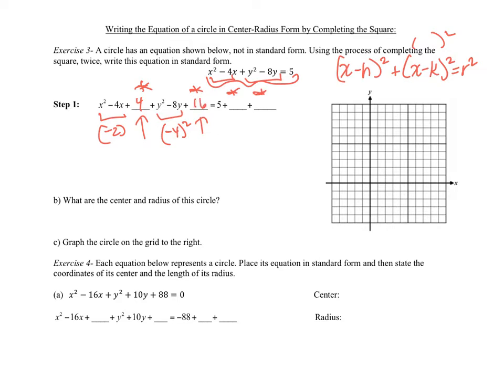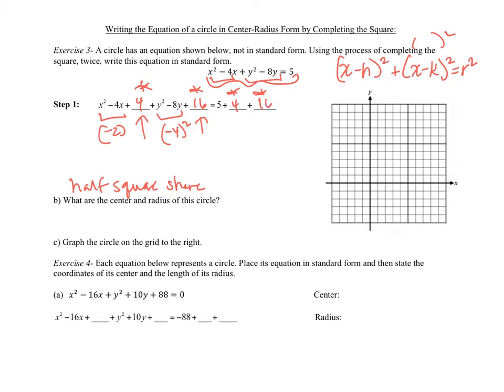Now, I call this half square share, because whatever I do to one side, I have to do to the other. So if I'm adding 4 over there, I have to add 4 on the other side. If I'm adding 16 on the left side, I have to add 16 on the right side as well.